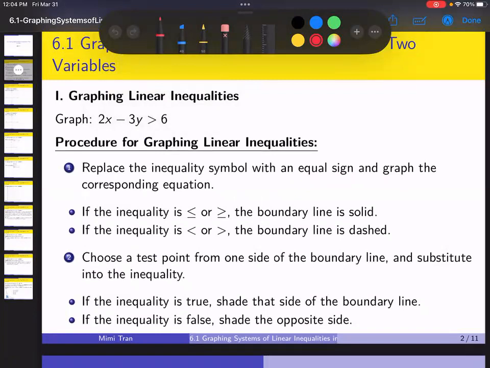If the inequality is less than or equal to, or greater than or equal to, then the boundary line will be solid. If it's just less than or exclusively greater than, then the boundary line is dashed.